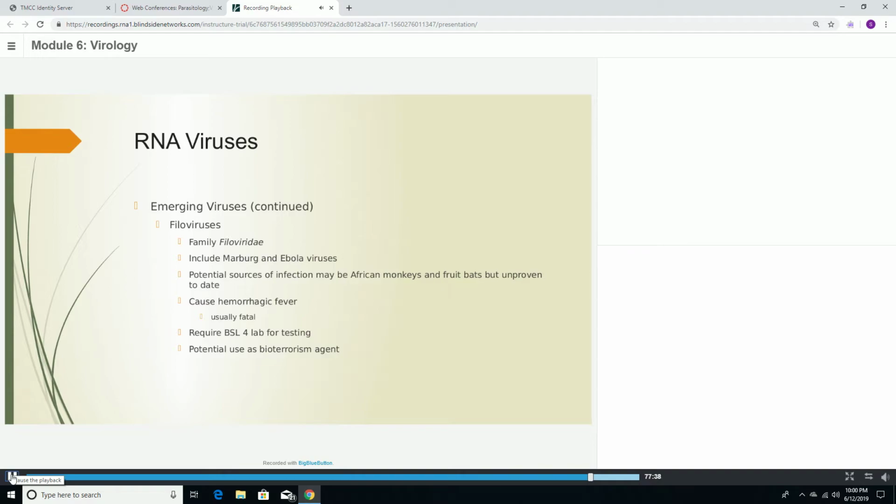This virus requires a biosafety level 4 lab, or BSL 4 lab, for testing. Those of you who have had microbiology have heard of these laboratories. Those of you who haven't should look up what the requirements are for a BSL 4 laboratory. Potential use as a bioterrorism agent.